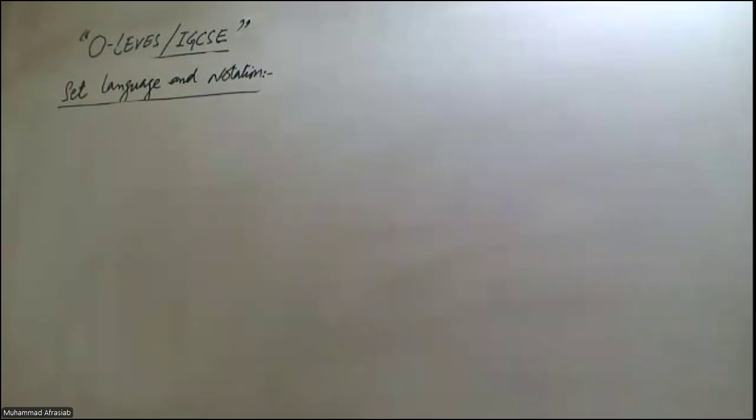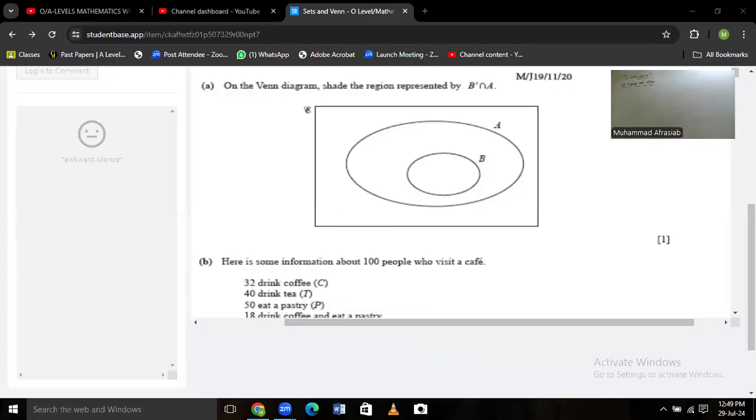In this video, we will solve the problems for the sets for O levels and IGCSE. On this Venn diagram, shade the region representing B complement intersection A.